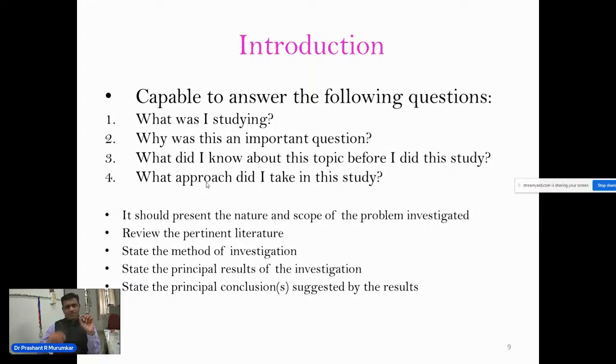So in a nutshell, the introduction should present the nature and scope of the problem which has been investigated. Whatever latest literature is available, you need to review the pertinent literature related to the topic. Then you should state the method of investigation, that is, what method I applied while trying to solve the problem. And you should mention the principal results of the investigation in short. And then you should state the principal conclusion suggested by the results, which is the output. In a small paragraph, this would be part of the introduction.